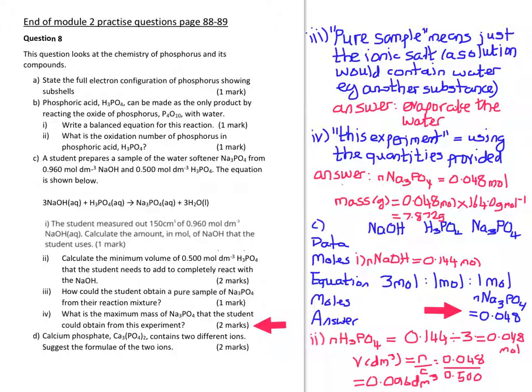So now we can go down to the final part. All they want here is the formulae of the two ions that calcium phosphate is made of. That shouldn't be too difficult to not only work out what calcium phosphate breaks up into, but also to construct the charge for the phosphate ion.